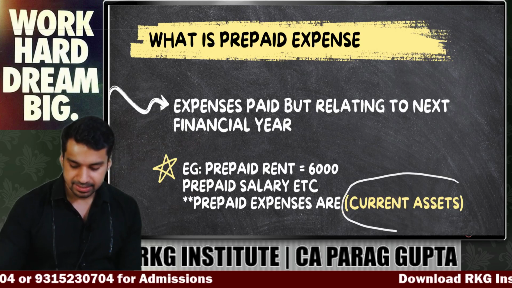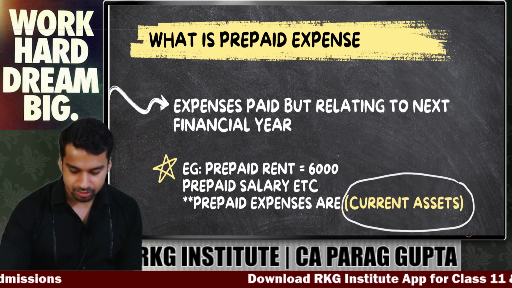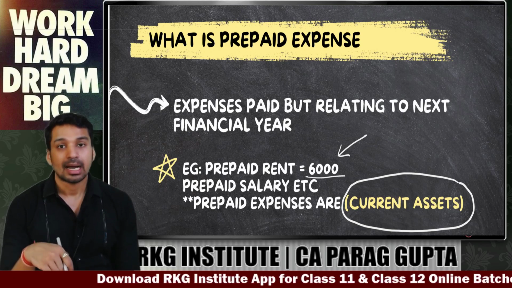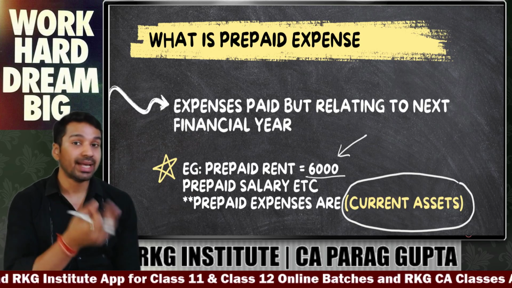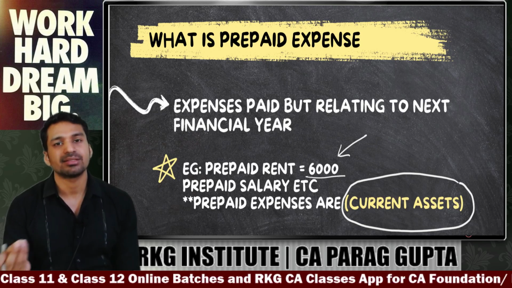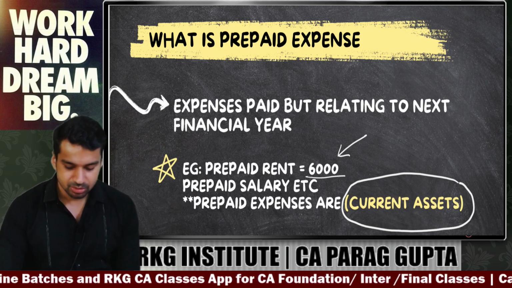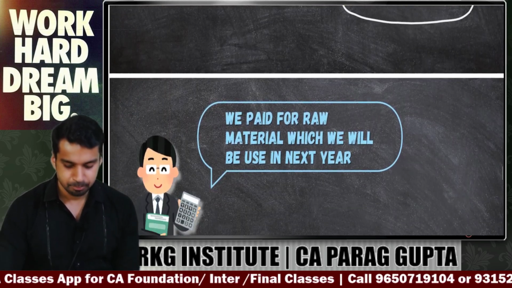Now let me take an example. For example, I have paid rent, let's say 6,000, but this rent is not for this year. I have paid it in advance. This rent is for next year. So I will say this rent as prepaid expense. So very simple, prepaid expense means you are paying something but which relates to next year.